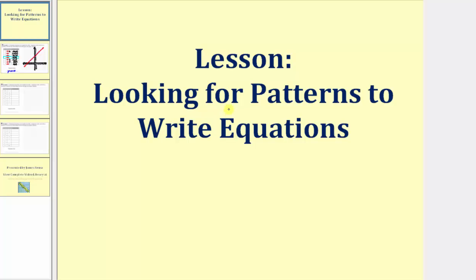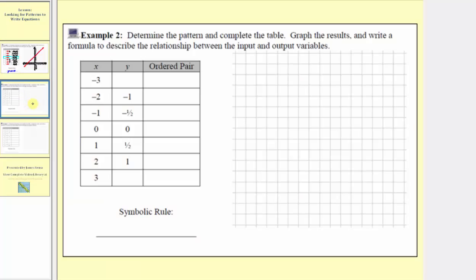Welcome to part 2 of the lesson on looking for patterns to write equations or formulas. In example 2, we're asked to determine the pattern and complete the table, graph the results, and write a formula or equation to describe the relationship between the input and output variables. So the input variable is x and the output variable is y.